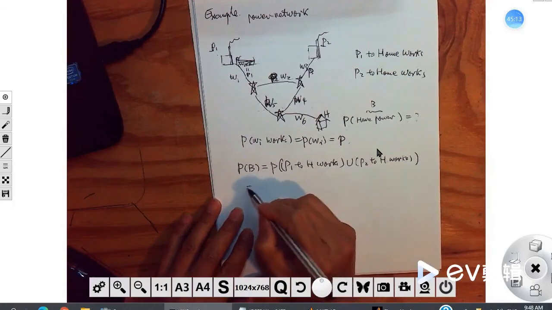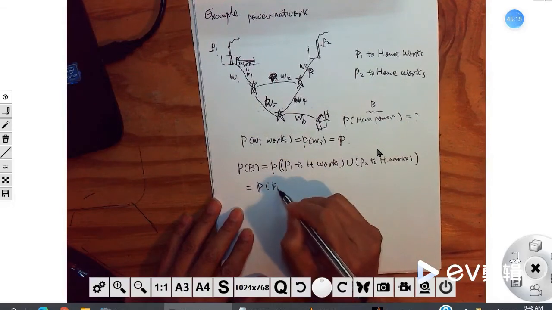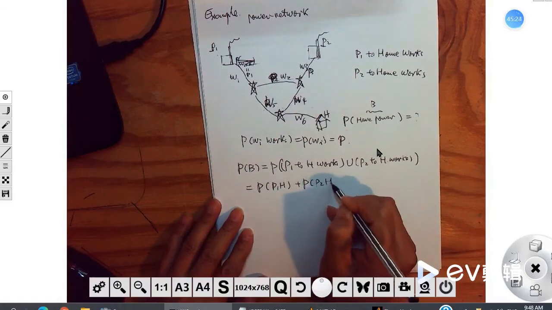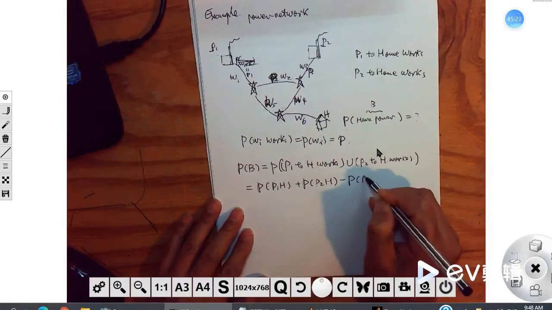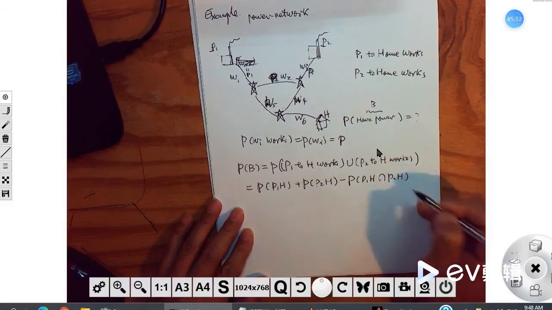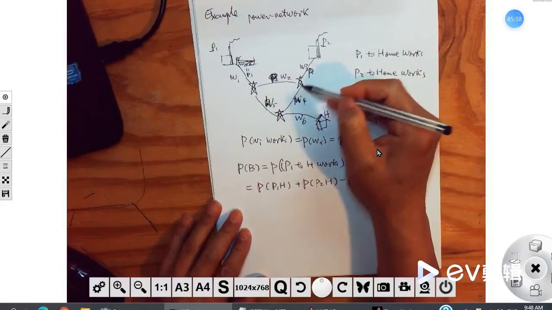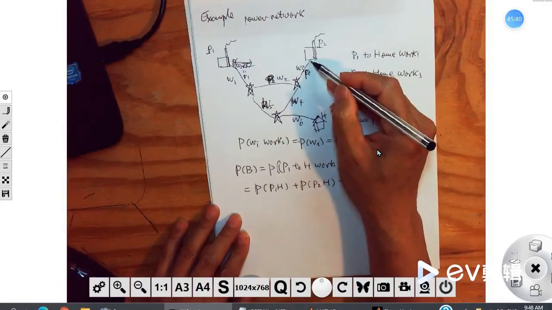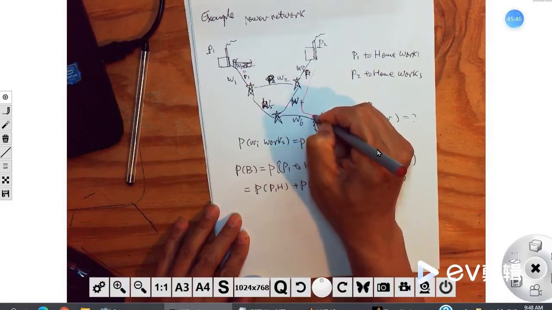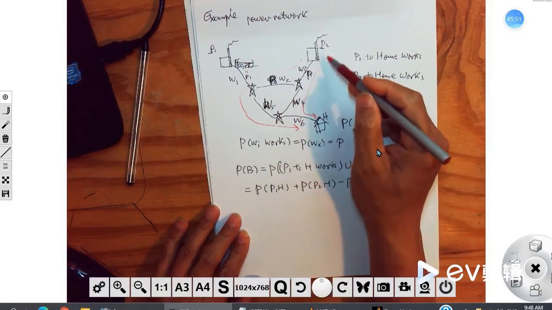Then this one will equal to, I say, the P of, I just write shorter, this is the P1 to home works, and P2 to home works, and a minus P1 to home works and P2 to home also work. You can write in this way. And P1 works. We have two paths, right? This is one path. This is another path. So P2, this is P2. P2 works. We have two paths.